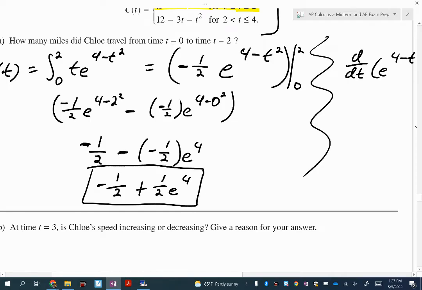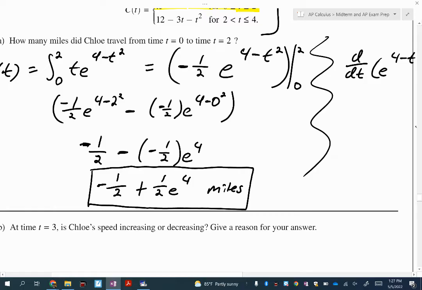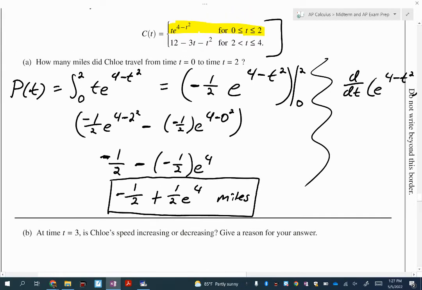Well, you know what? I should put some units here. What were the units? Miles. Just miles. Why is it just miles, Andrew? Remember, we went back to the position function. So this is how many miles that we expect Chloe to have traveled halfway on her bike ride. Now, that probably doesn't mean a whole lot to you. Doesn't mean a whole lot to me either, right? Negative 1/2 plus 1/2 times e to the 4th power.